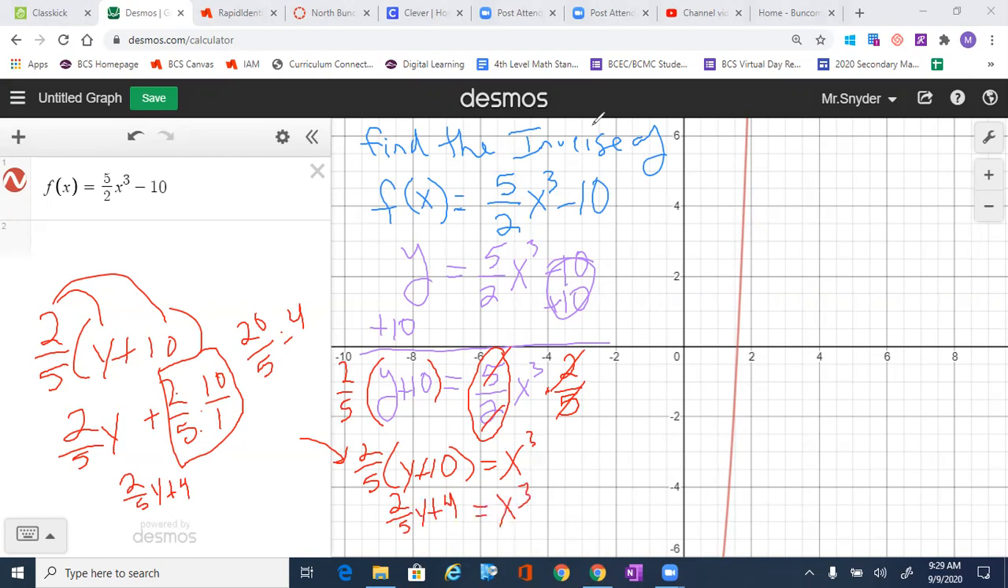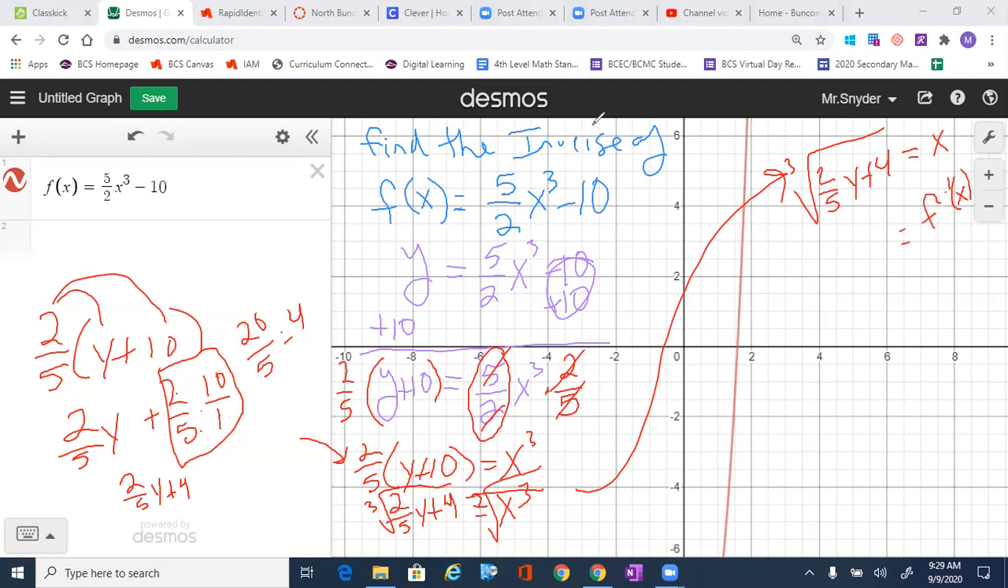Now, remember in the last video we learned in order to get rid of the cube, we're going to take the cube root. Put a little cube right there, and I'm going to take the cube root on this side. Cube and the cube root cancel, and so I'm going to draw this up here. We're going to be left with the cube root of 2/5 y plus 4 equals x. Now, the one thing we need to do, as we've talked about a lot, is go ahead and flip it and put it in that inverse notation. So I'm going to write f inverse of x equals the cube root of 2/5 x plus 4.